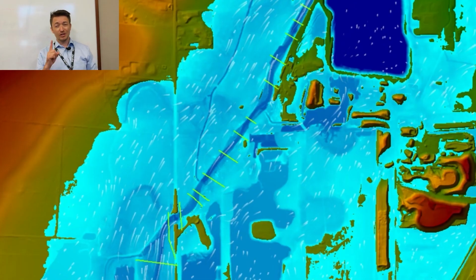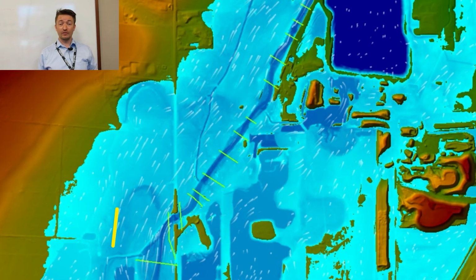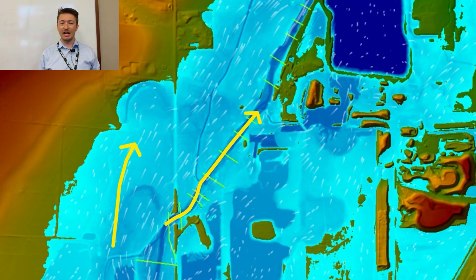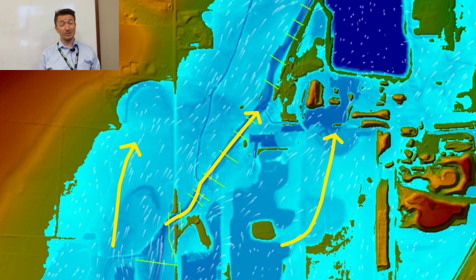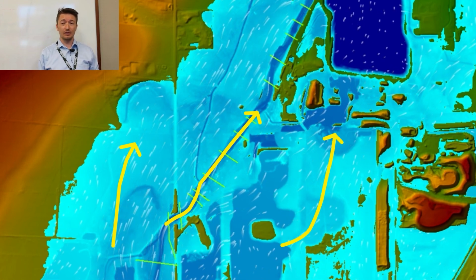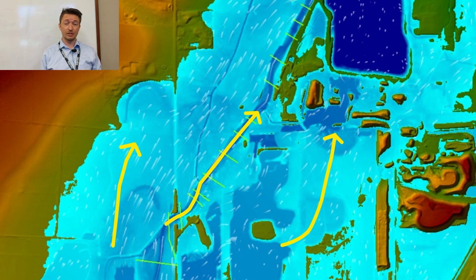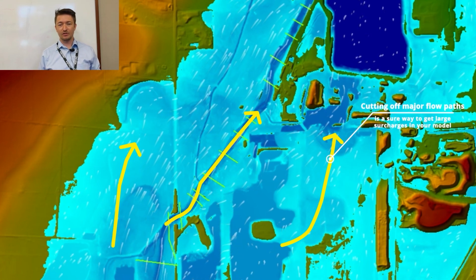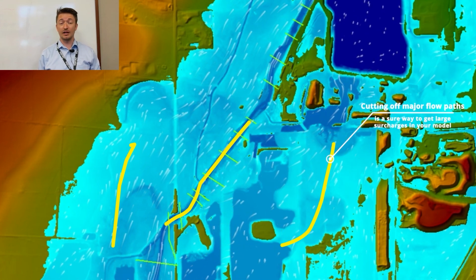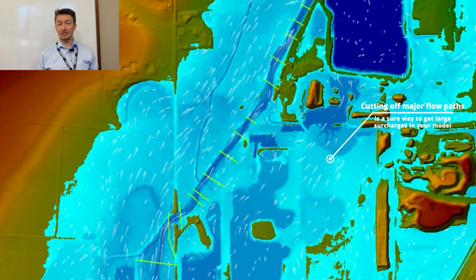So trick number 1 is know where flow is going. Take 5 minutes to understand how much water is in the main channel versus the areas that you're encroaching into. Cutting off a major flow path will definitely cause a large surcharge outside the allowable range.